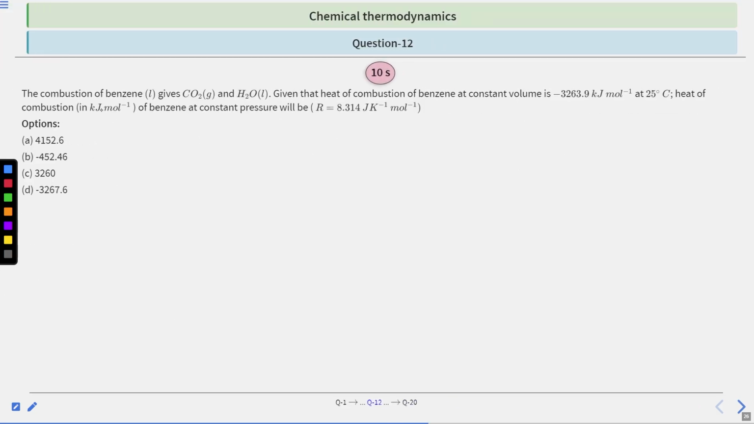Question number 12. The combustion of benzene gives CO2 and H2O. Given that the heat of combustion of benzene at constant volume is minus 3263.9 kilojoule per mole at 25 degrees Celsius, the heat of combustion of benzene at constant pressure will be, value of R is given. So options are 4152.6, 452.46, 3260, 3267.6. You have 10 seconds to solve this question. After that, we will see the answer.